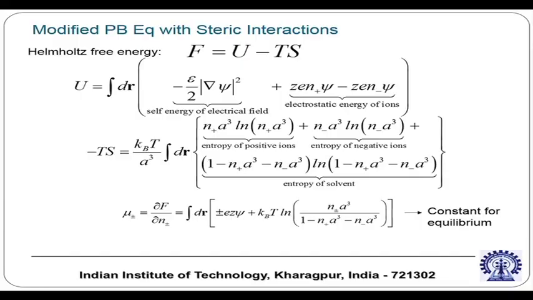Now, how do we define the chemical potential? We basically differentiate the free energy with respect to the number density or the concentration. That will give rise to these kinds of terms. You can see that when you differentiate with number density, this term does not come into the picture, but this term comes and the entropic term comes. So these two terms are there, and this is constant for equilibrium.